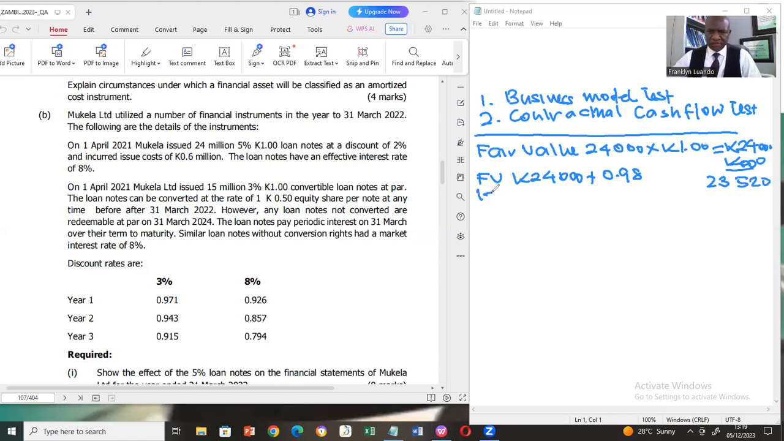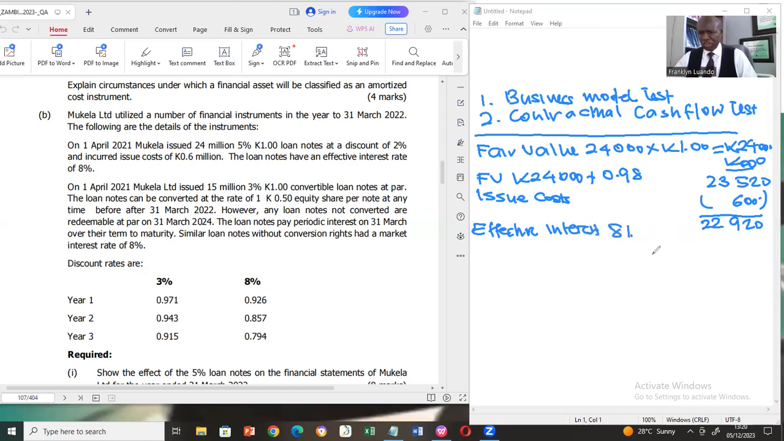Less issue costs. The issue cost here, 0.6 is equal to 600 because we are dealing with thousands. We have 22,920. And here now we have effective interest. The effective interest is 8%. 8% of 22,920 gives us 1,834.